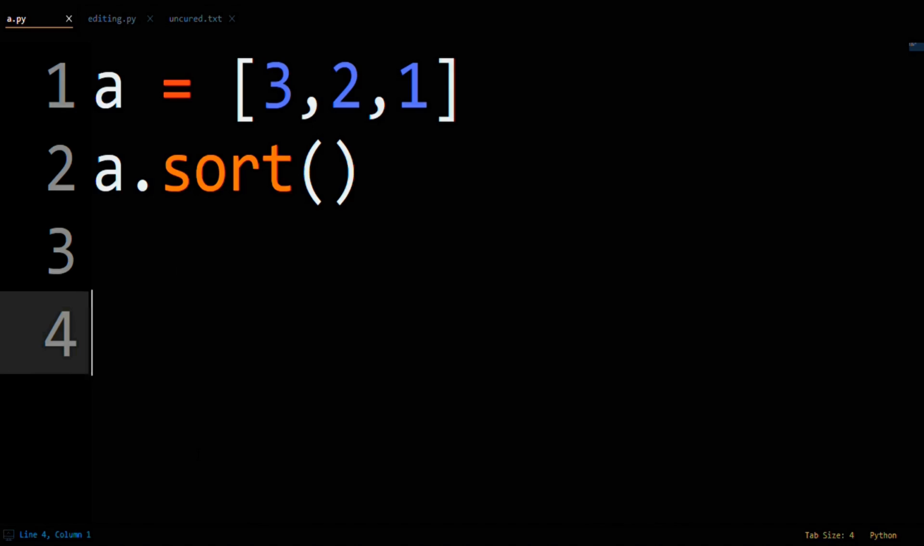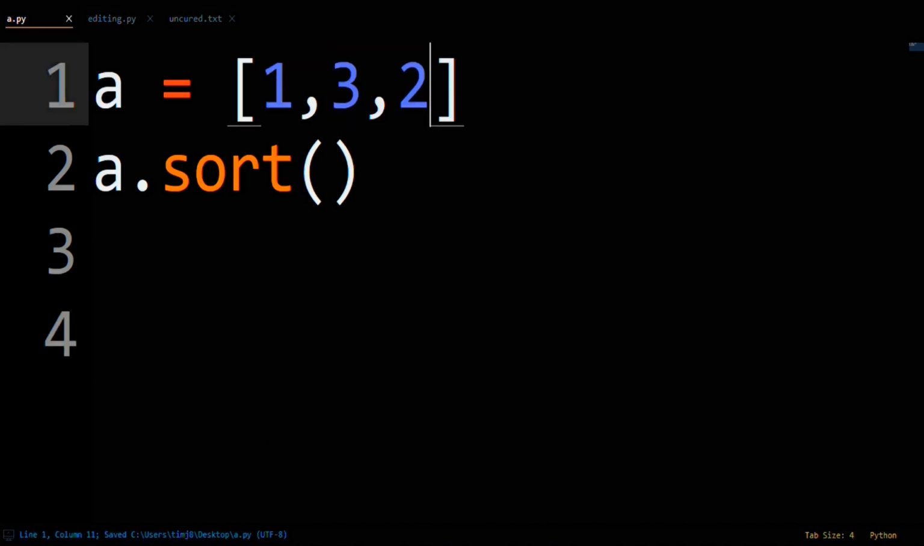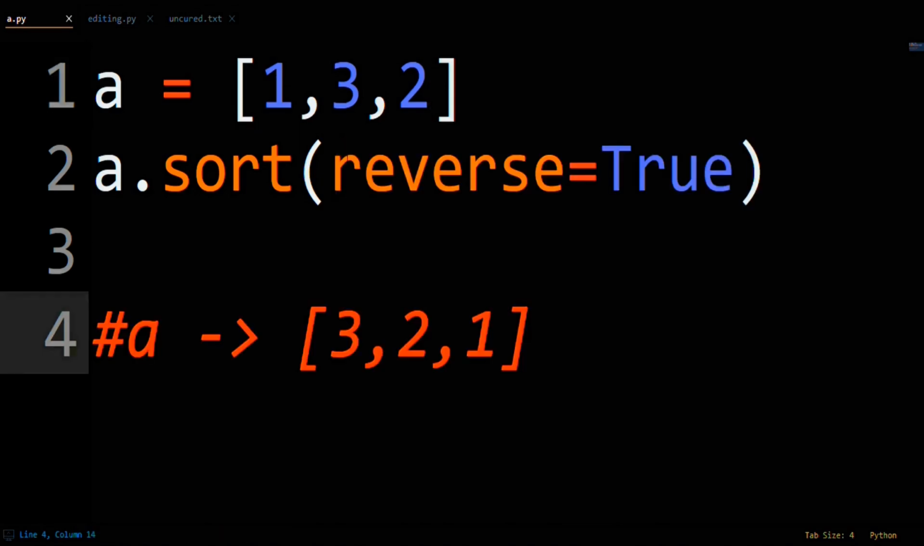Let's shuffle up the list A a little bit and make it be in the order of 1, 3, 2. If you wanted the list to be descending instead of ascending, you could specify the keyword argument of reverse in the sort function to be true. That would put A in the order of 3 through 1.